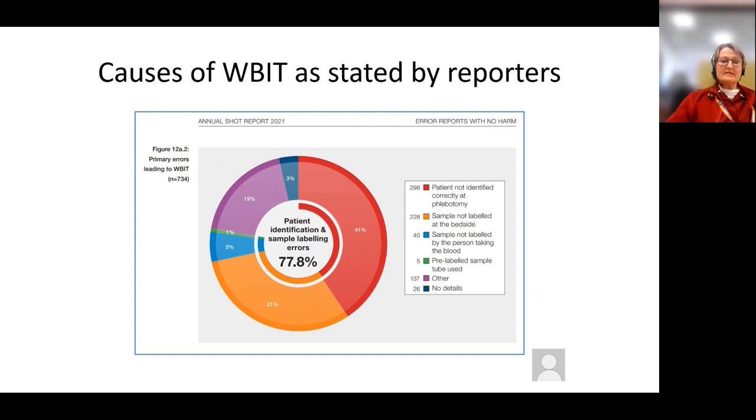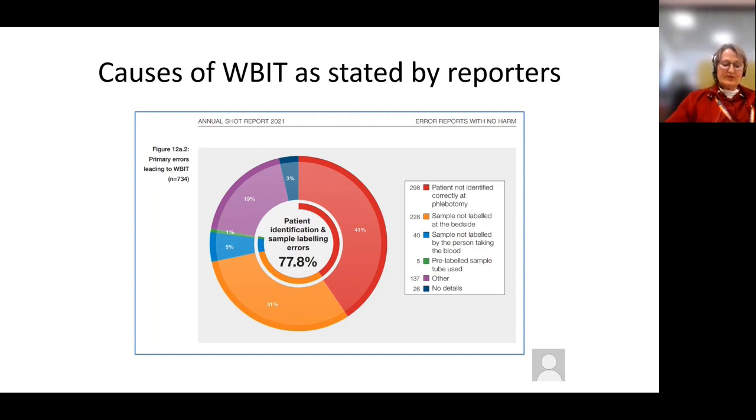And looking at the next slide, this one, you can see the causes of the wrong blood in tube as stated by the reporters. You can see there are 2 main causes of wrong blood in tube errors, and there's 700 errors and nearly 800 errors every year of wrong blood in tube across the UK, which is quite a lot of patients put at risk. I think you'll agree.